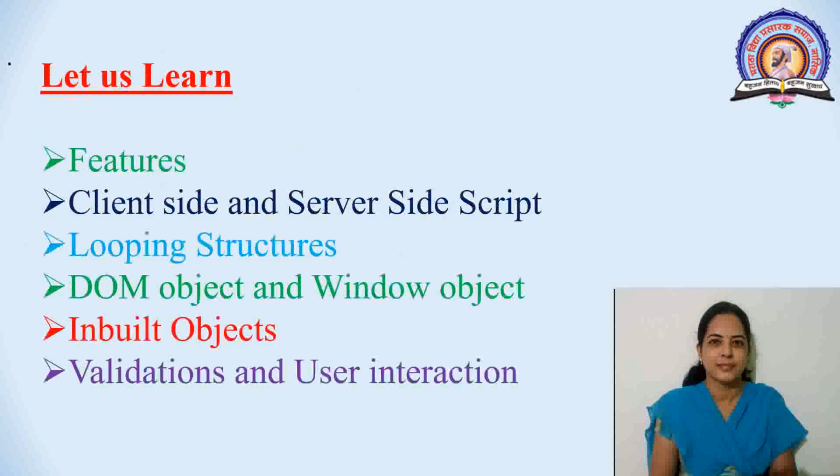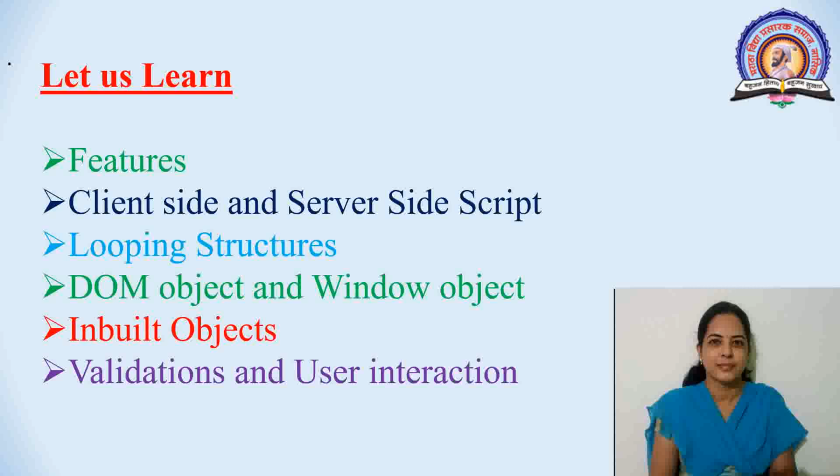In this chapter, we are going to study the features of JavaScript, then the difference between client-side and server-side script, then looping structures. There are different looping structures: for loop, while loop, switch. We are going to study all these. Then the document object model. There are different objects in JavaScript, so we are going to study the document object model and window object and the methods and properties of these objects.